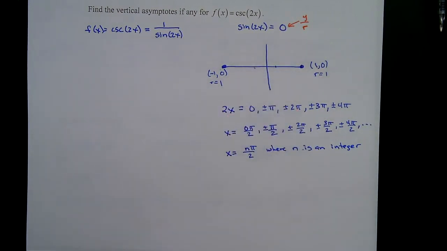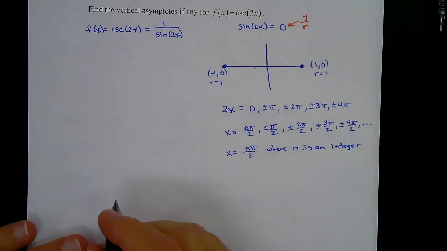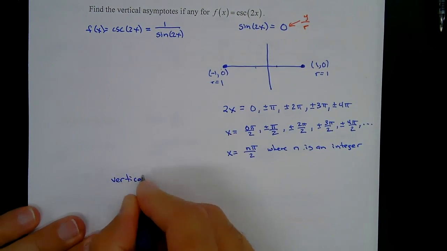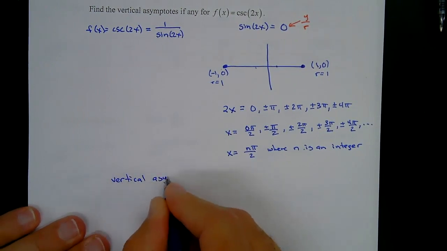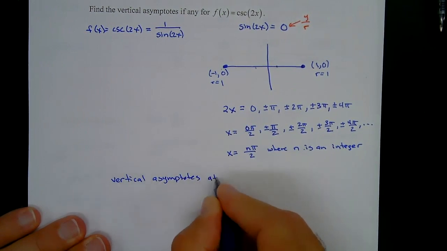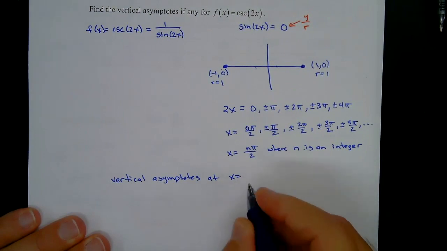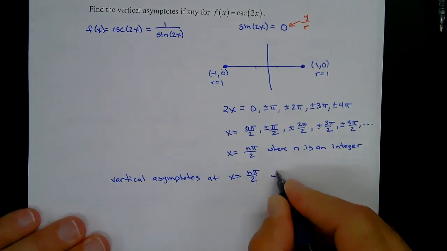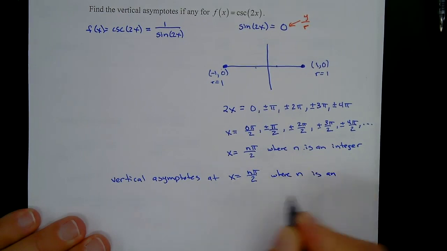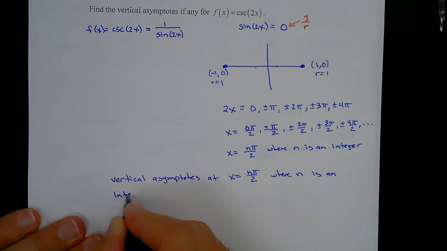Okay, and once again, it's a trig function, and there's infinitely many, so don't worry about writing limit statements because there's too many for you to write, okay? All right, so we have vertical asymptotes at x is equal to n pi over 2, where n is an integer.